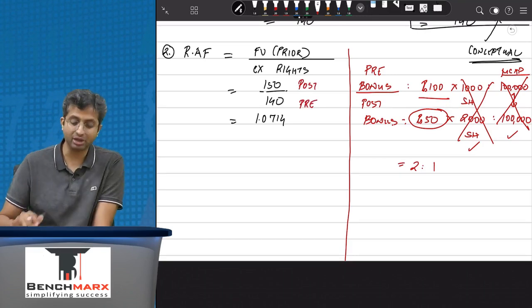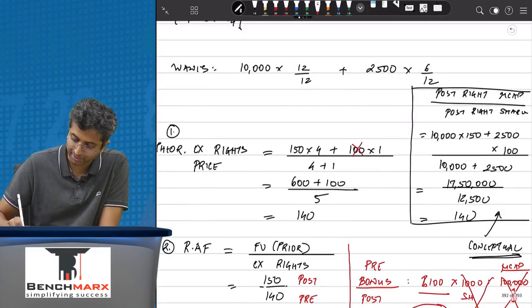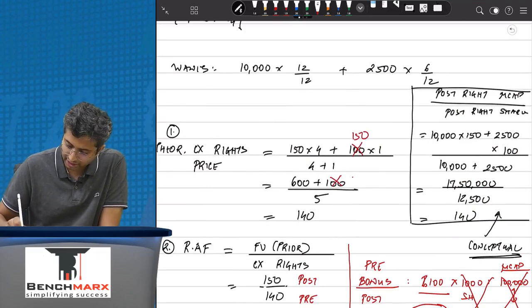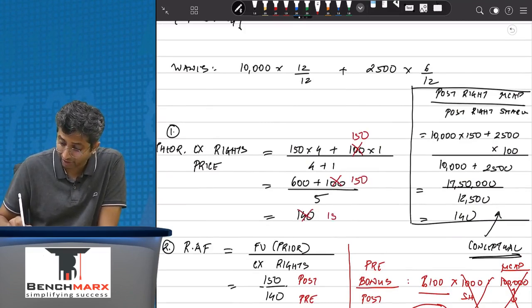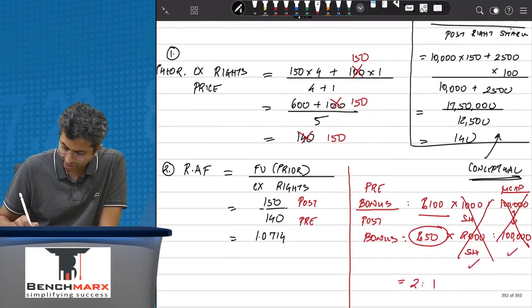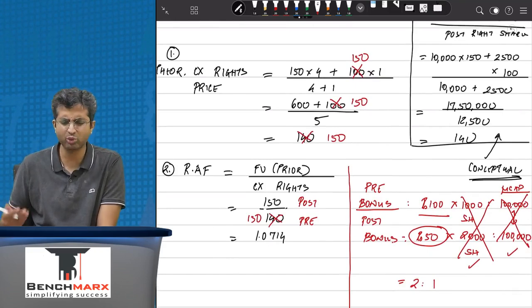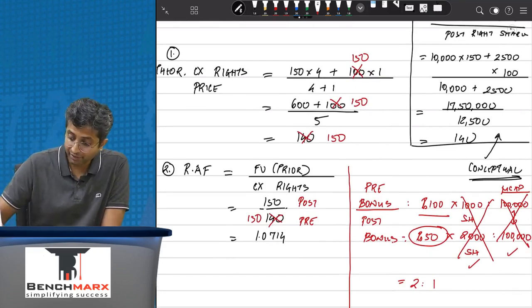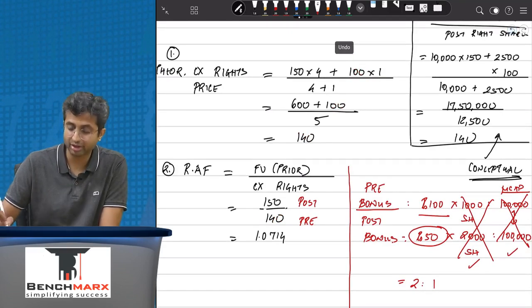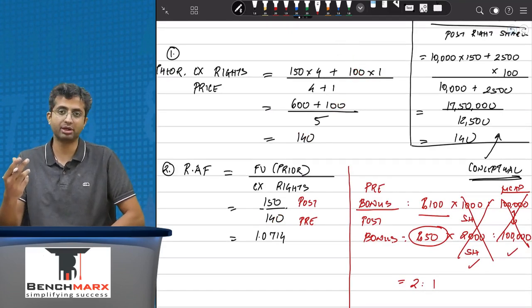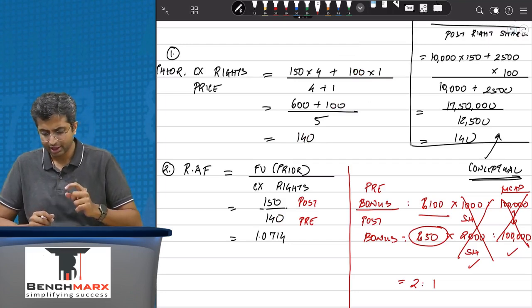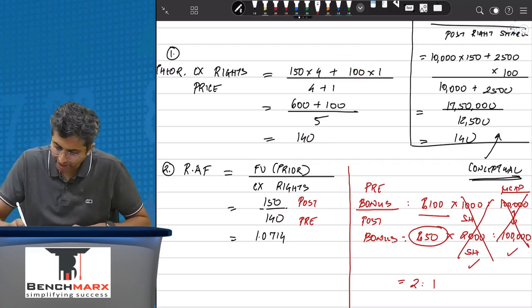Well, if the rights had happened at the fair value, so for example, had the rights happened at 150 rupees only, then to be honest, this would also be 750 upon 5, which will be 150 rupees, and hence the ratio over here would be 150 upon 150, that is 1:1. There would be no bonus. However, because the rights are at a discount and we want to find how much is the element of bonus inside, we can quantify that by looking at these two ratios.